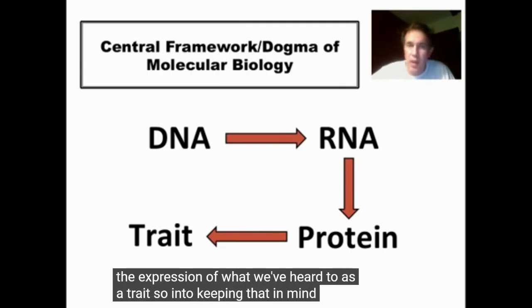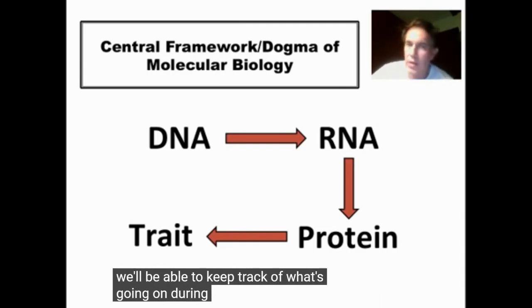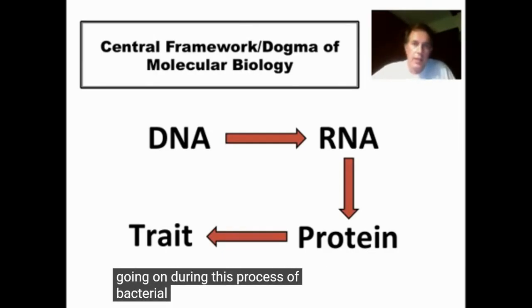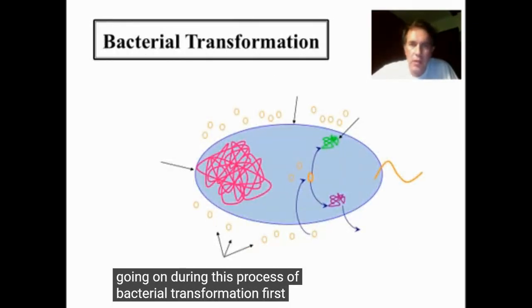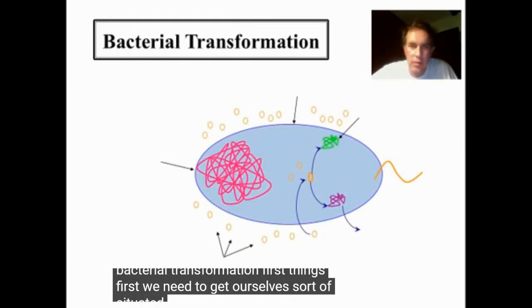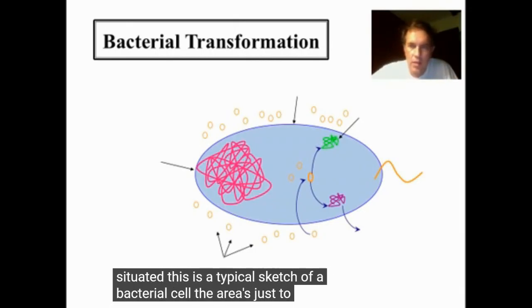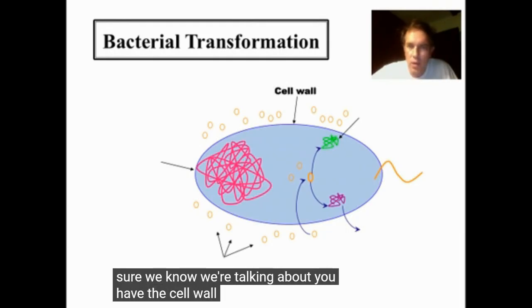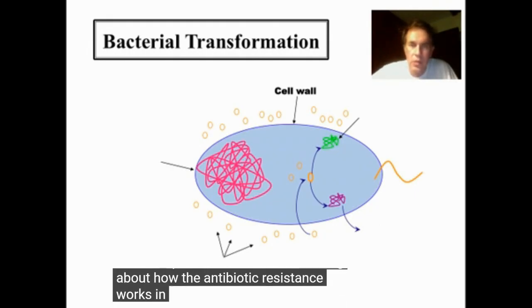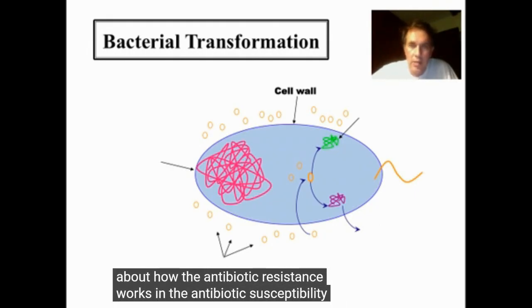So keeping that in mind, we'll be able to keep track of what's going on during this process of bacterial transformation. First things first, we need to get ourselves situated. This is a typical sketch of a bacterial cell, just to make sure we know what we're talking about. You have the cell wall on the outside, which will be important when we start talking about how antibiotic resistance works and antibiotic susceptibility.